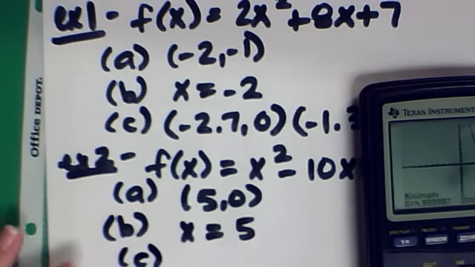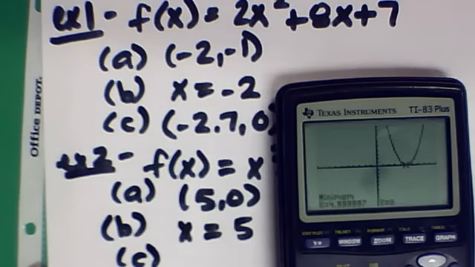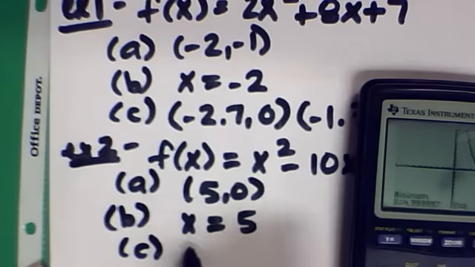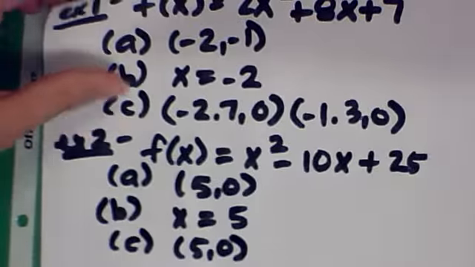And part C, for my zeros, I can tell by looking at this that it only touches once. There's one solution. And I already know what that point is where it touches, and that's 5, 0. I got that from part A. So I'm done with that one. Let's look at one more example.